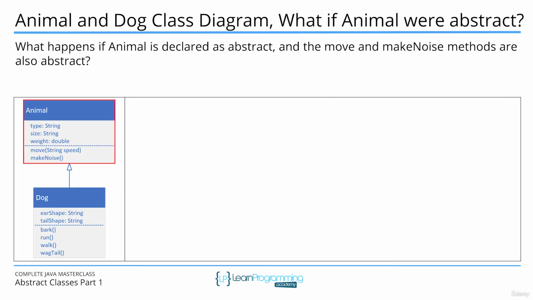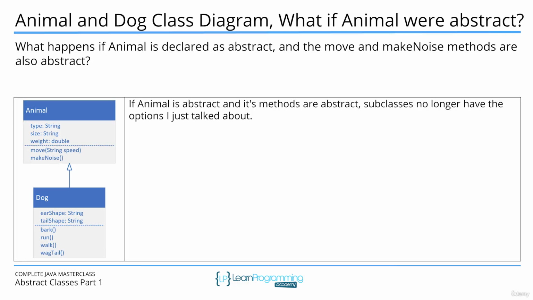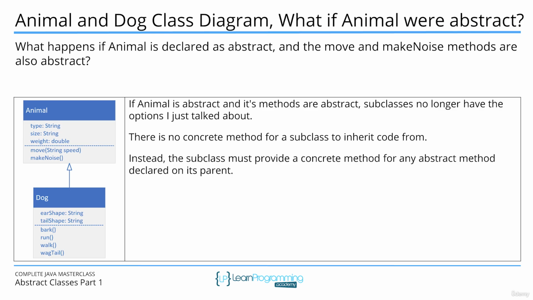What happens if animal is declared as abstract, and the move and make noise methods are also abstract? If animal is abstract, and its methods are also abstract, subclasses no longer have the options I just talked about. There is no concrete method for a subclass to inherit code from. Instead, the subclass must provide a concrete method for any abstract method declared on its parent. The subclass won't compile if it doesn't implement the abstract methods.